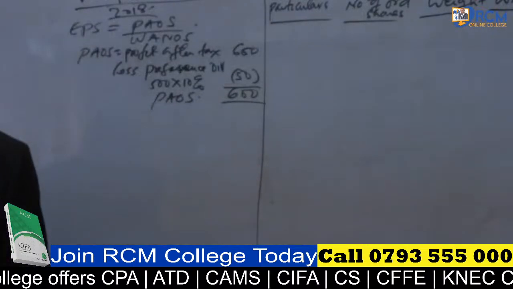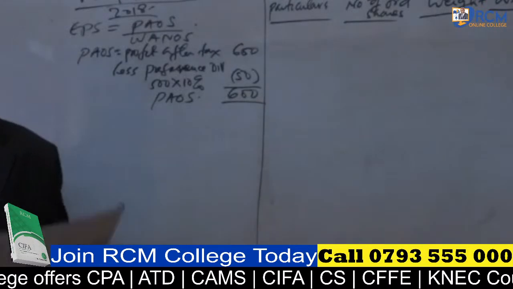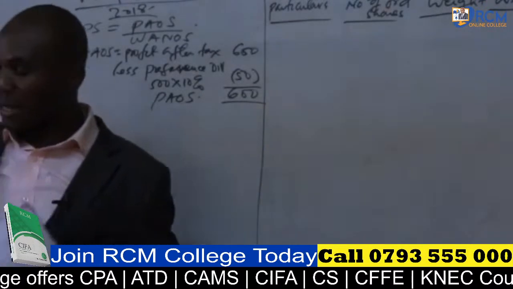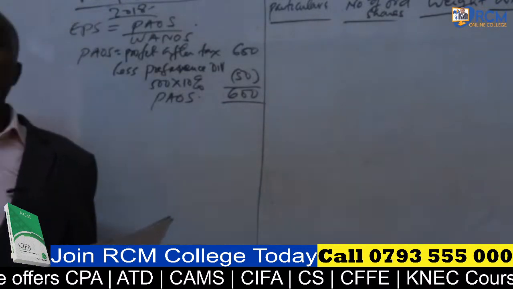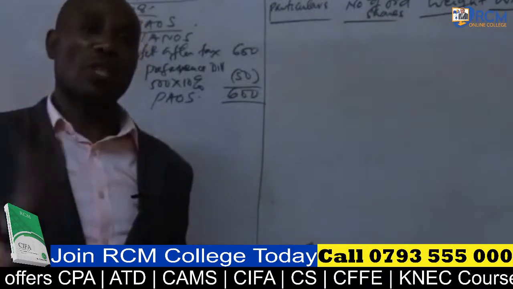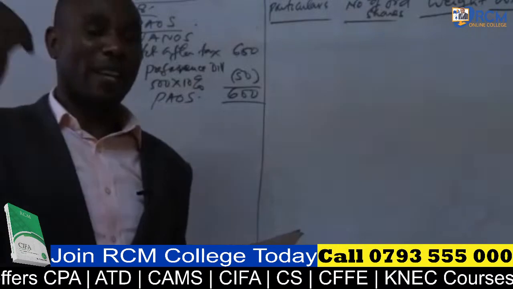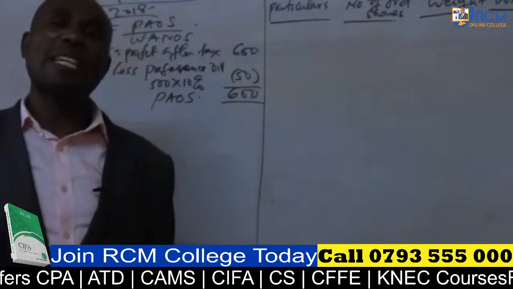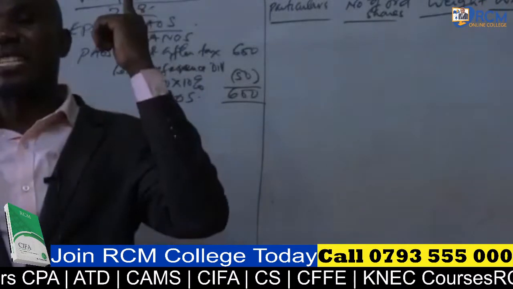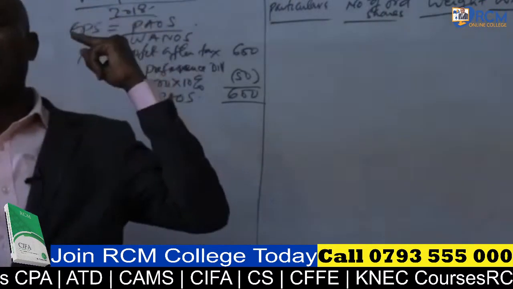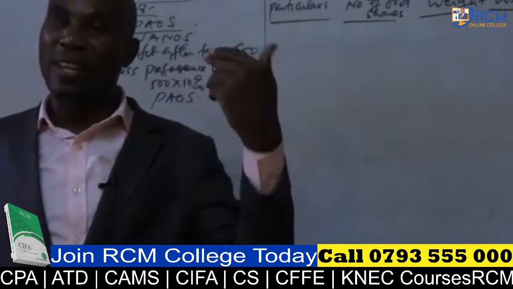Why are we not using the redeemable preference shares? Esther, I already explained: redeemable preference shares are always treated as a finance cost. For you to get profit after tax, you always subtract interest. Interest is a finance cost, and you subtract redeemable preference shares as well.